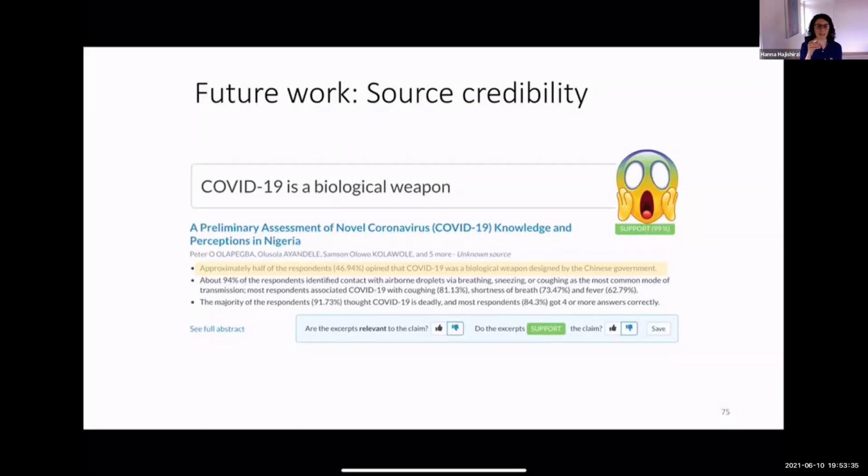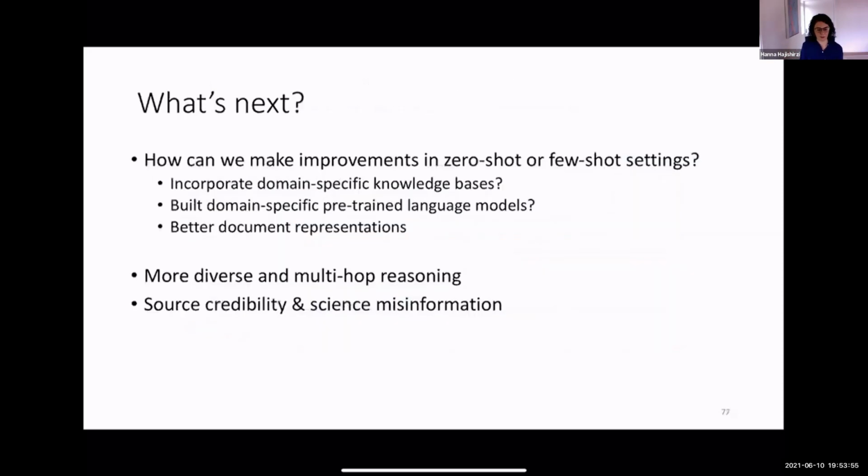Given some source, current systems are able to say whether a claim is supported or refuted, but how can we deal with this misinformation? There are a lot of papers being published. How can we assess the quality of these papers?